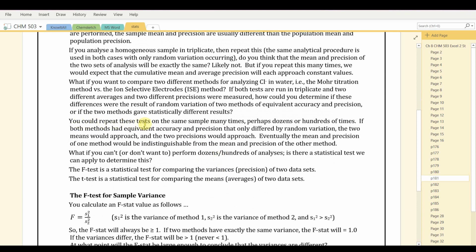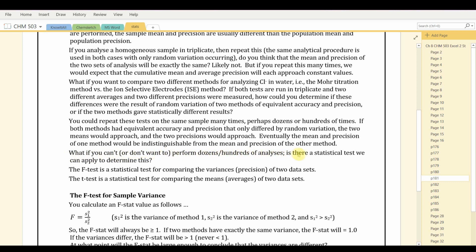Well, you could repeat these tests on the same sample many times, perhaps dozens or hundreds of times. If both methods had equivalent accuracy and precision that only differed by random variation, the 2 means would approach each other and the 2 precisions would approach each other, and eventually the mean and precision of one method would be indistinguishable from the mean and precision of the other method. Make sense?